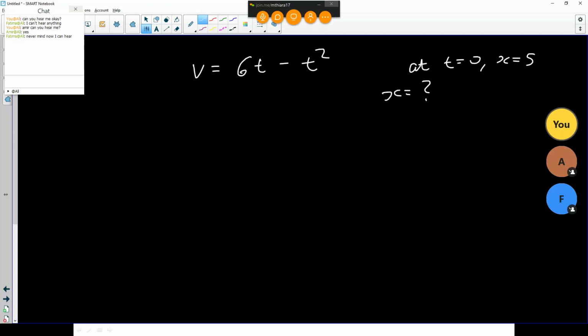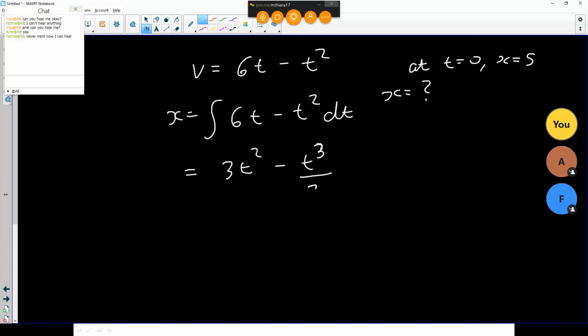To get from velocity to displacement, I'm going to have to integrate. So I'm going to write x is equal to the integral of 6t minus t squared dt, and upon integrating this, I'm going to add 1 to the power and divide by the new power, so 3t squared minus t cubed over 3, plus c. So that is what x is equal to.